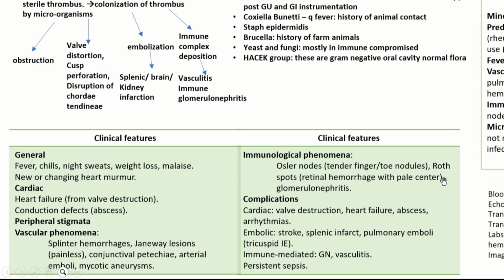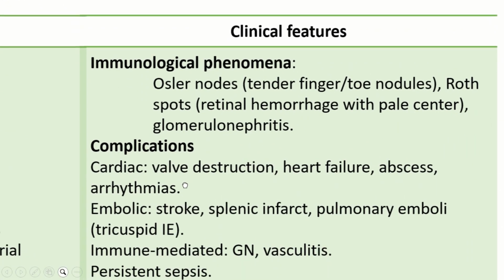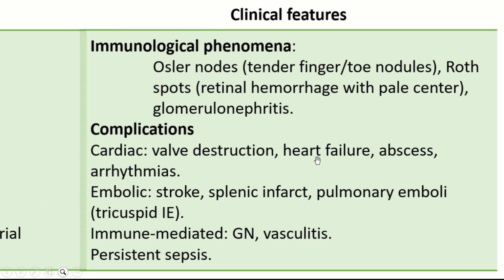Then when we go to the immunologic phenomena, these are caused by the deposition of antigen-antibody complexes, and these are going to cause a vasculitis wherever they lodge in those small vessels. If they occur in the hands or the toes, it's going to be the Osler nodes. If they occur in the retina, they are going to be called the Roth spots. And if they are deposited in the basement membrane of the kidney, we're going to have a glomerulonephritis.